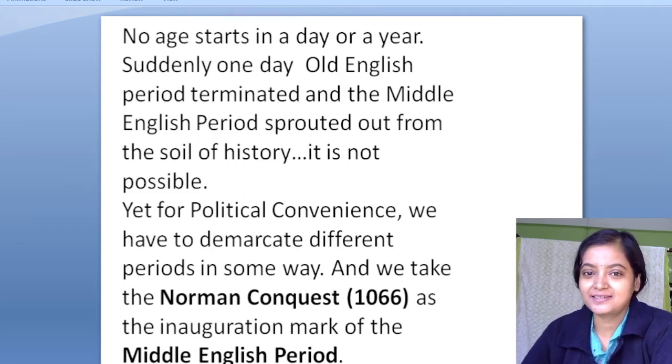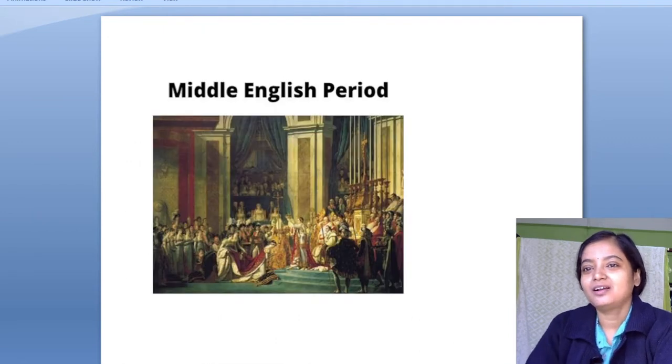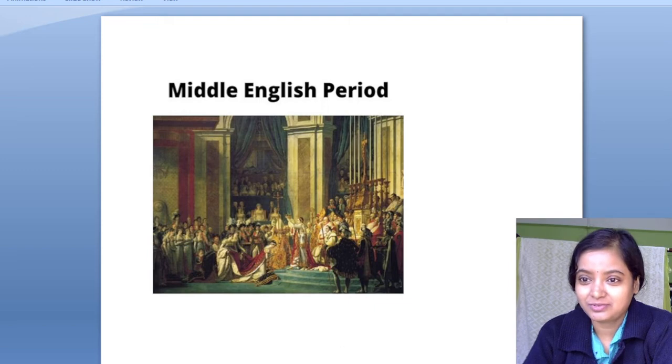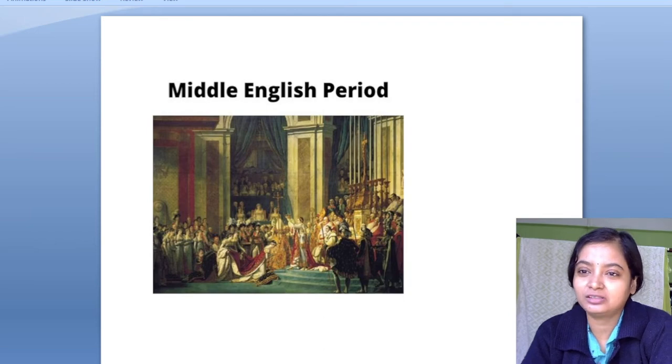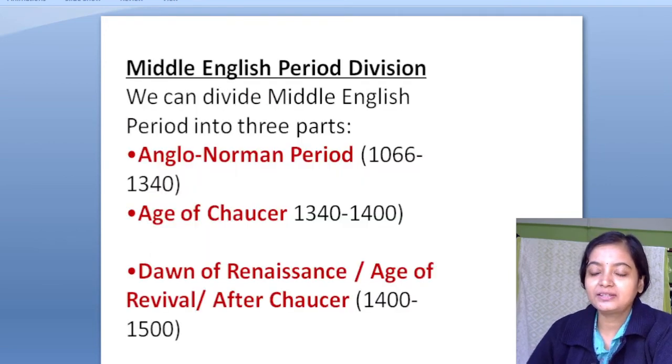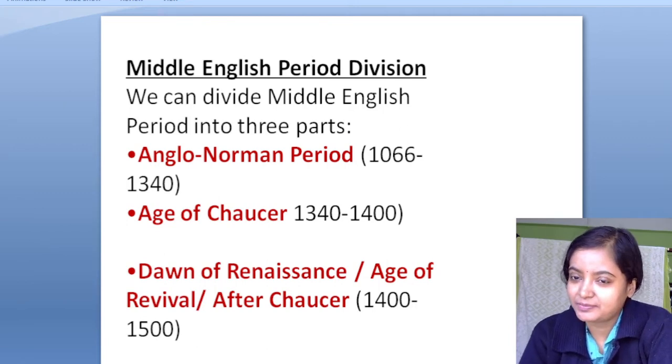So in 1066, when William of Normandy came into Britain and defeated Harold and got the kingdom, the Middle English period began. Because from then on, French overpowered England. And so from that name, Duke of Normandy or Norman rule, it is called the Anglo-Norman period. So we can divide the Middle English period into three parts.